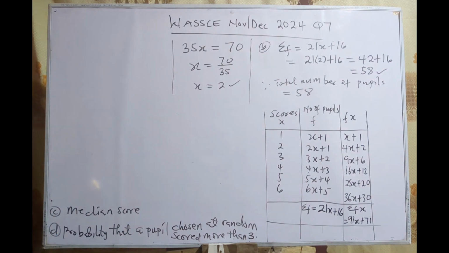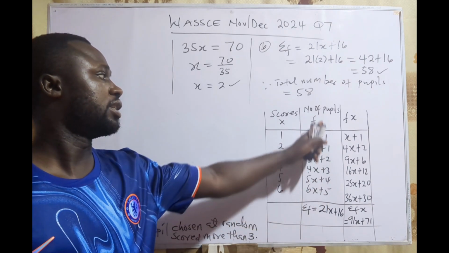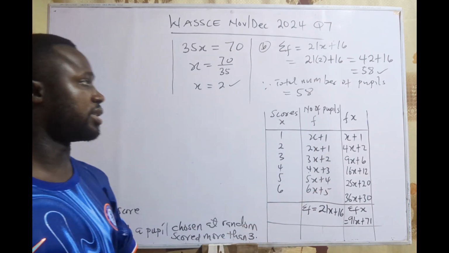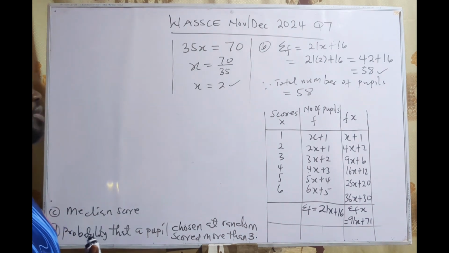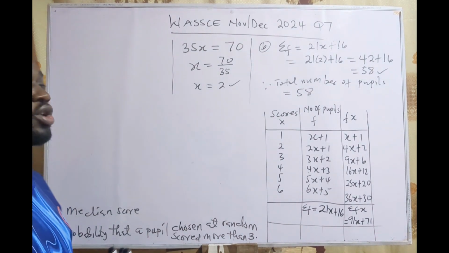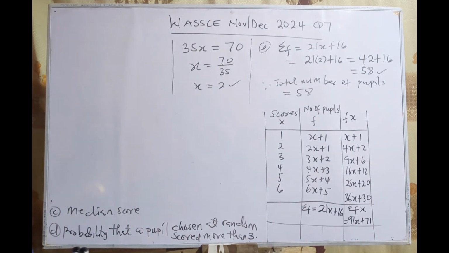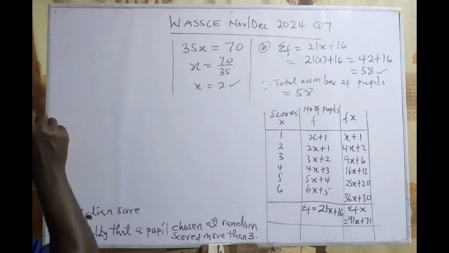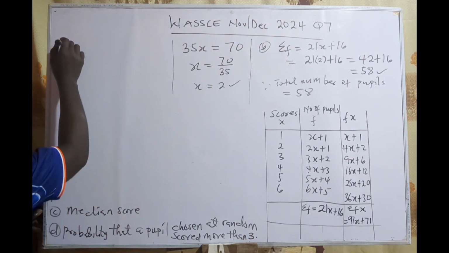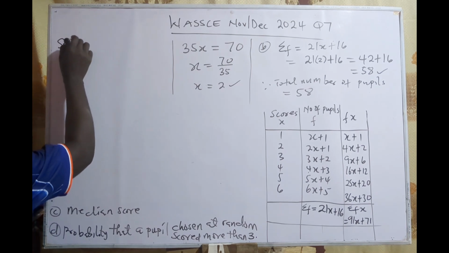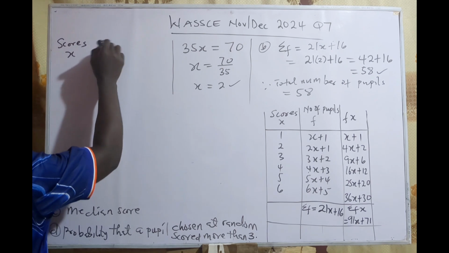So if you want to get the median, we have to get the values of the frequency, so that when we divide the total frequency by 2, we will be able to locate the position of the value that is in the middle. So let's redraw our table again for only the scores and the frequency.